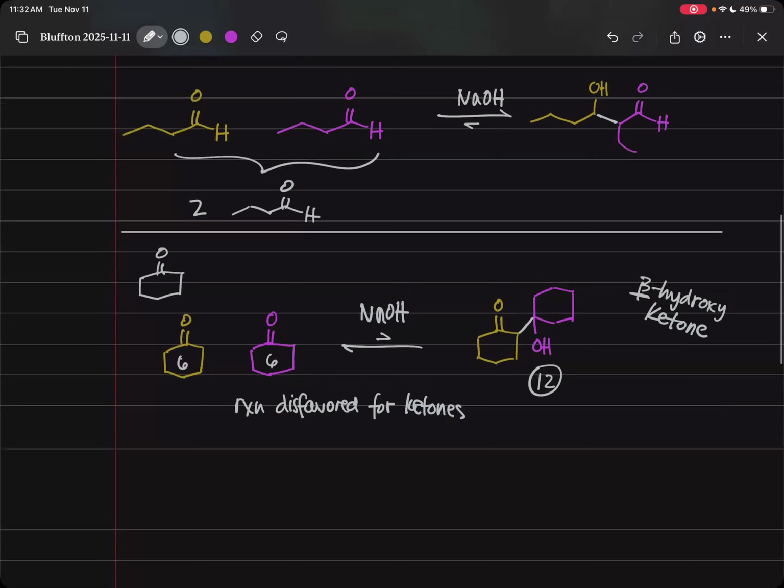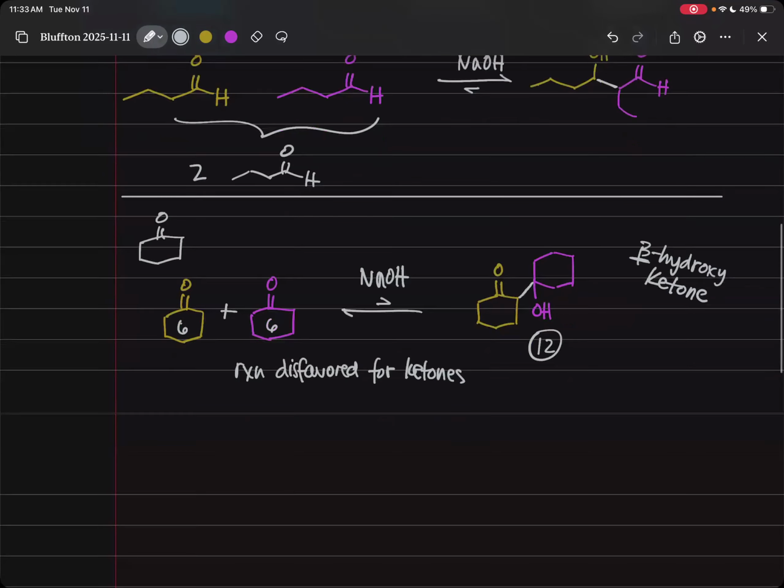Okay, so in this reaction, you can do it for aldehydes, but for ketones, it's not practical to do. However, there is a reaction that works for both, and that is the aldol condensation, which is the same thing, just with one added step at the end. So remember that even though the equilibrium significantly favors the reactants for the ketone example, there is a little bit of that product that gets formed, and that ends up being important for the aldol condensation.